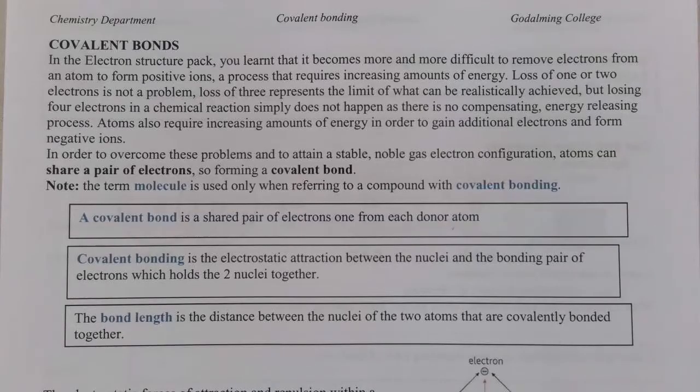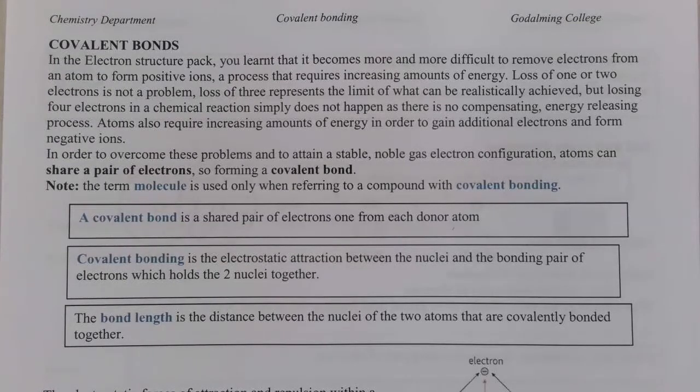So we're on page 2 of the notes and we're looking at these definitions of bonding. A covalent bond is a shared pair of electrons, one from each donor atom. But covalent bonding, like ionic bonding, is an electrostatic attraction between a positive and a negative. In this case, it's the electrostatic attraction between the nuclei and the bonding pair of electrons.